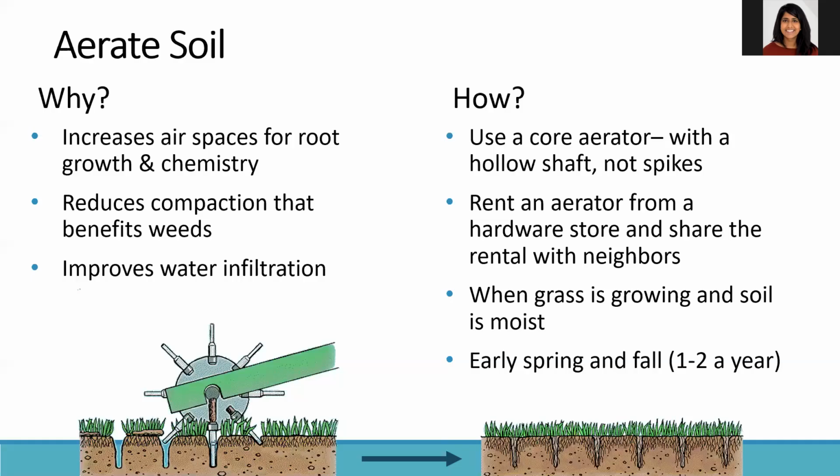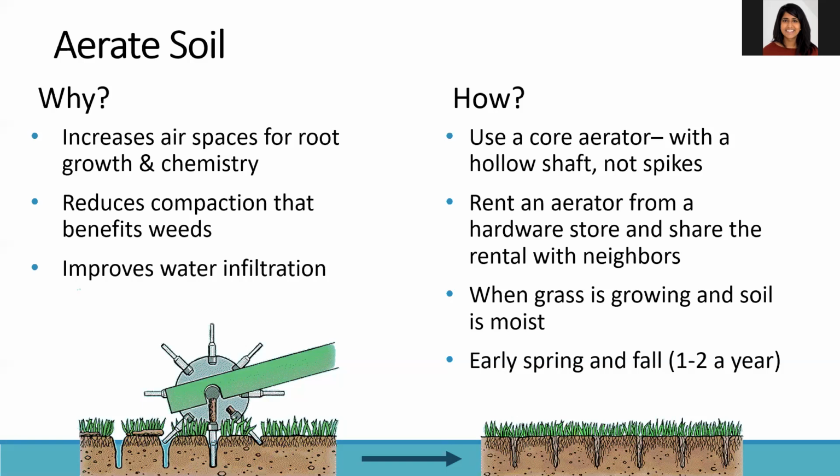So first we're going to talk about aeration. So why would you aerate? Well, plants actually need air in the soil to grow. Roots don't grow in the soil exactly, they actually grow in the air spaces between soil particles. So what aeration does is it increases the air spaces and allows for more root growth to occur.